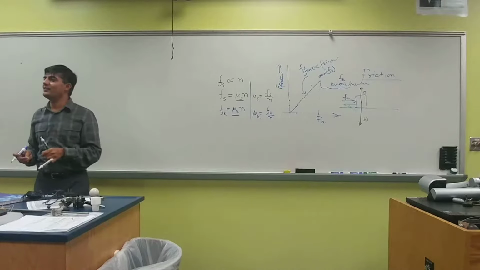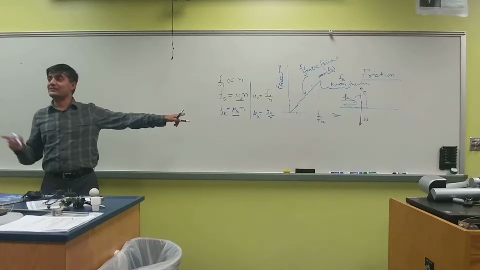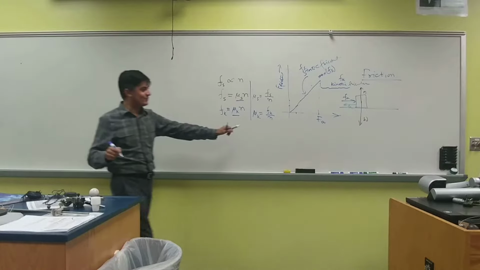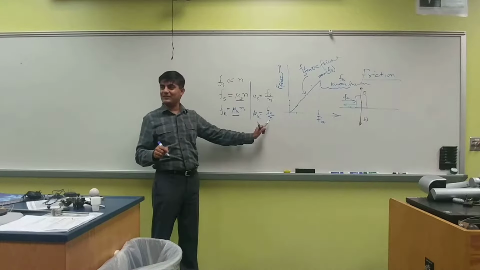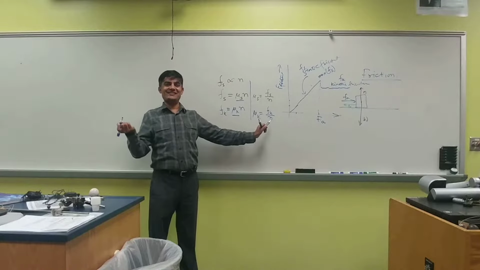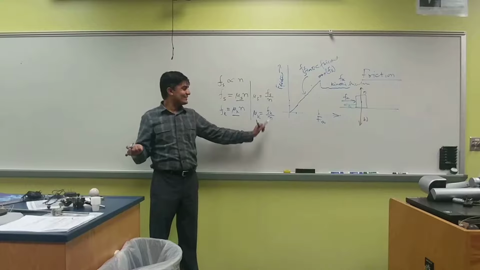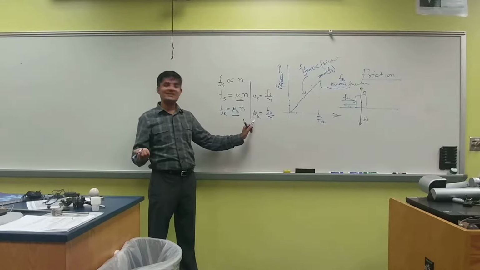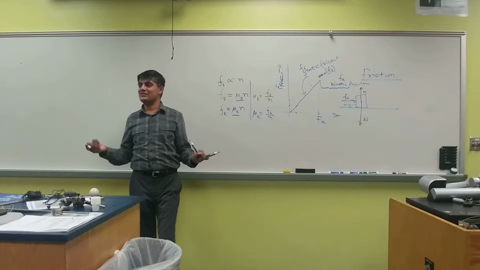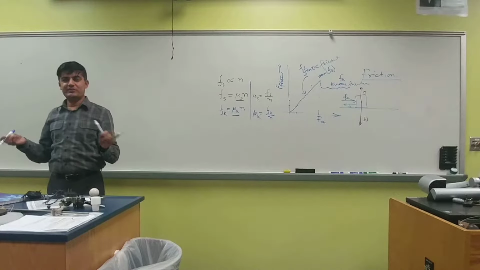What's the unit of mu, by the way? Can you tell me the unit of mu? It has no unit, right? Because your force is in Newton. Normal reaction is what? It's Newton. So both are Newton, so they will cancel. So basically mu, the coefficient of friction, doesn't have any unit. It's a unitless number. It's just the ratio.